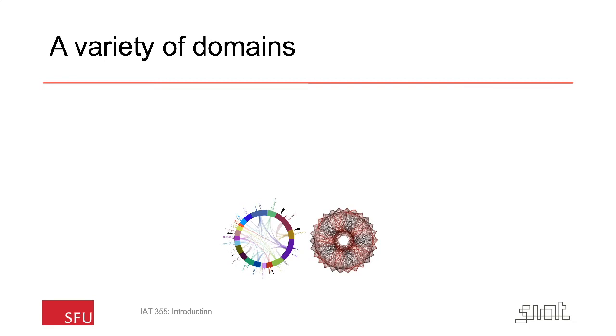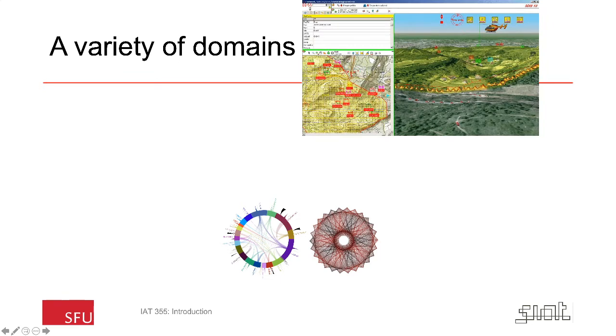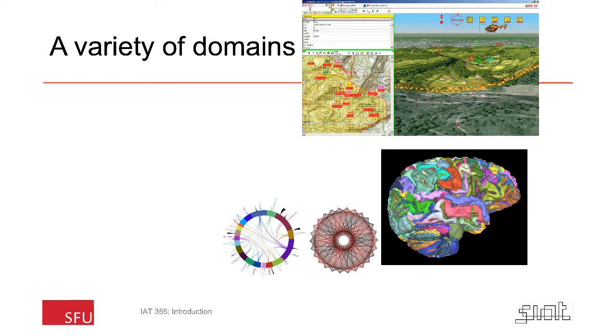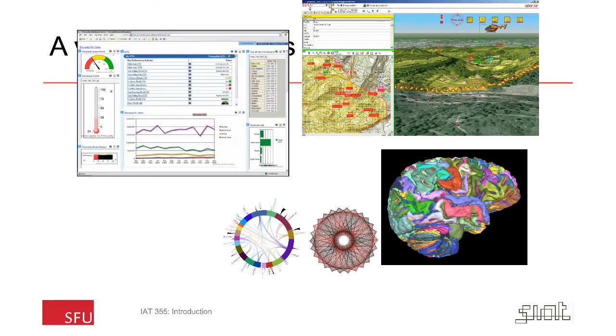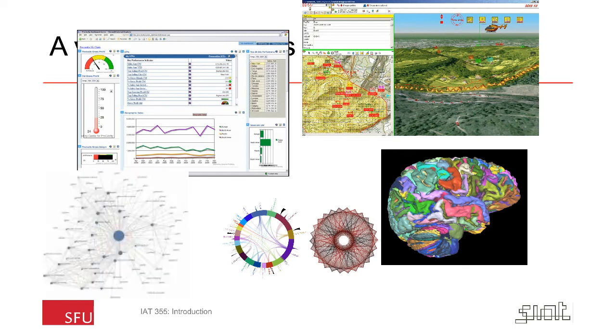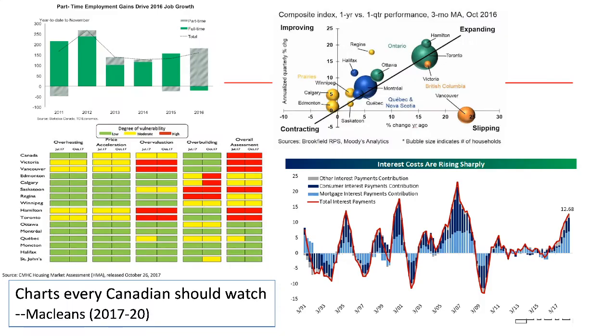So this thing that you see down here, this circular plot, is something that you would see done in genomics. Up here on the upper right, geographers would use this for understanding landscape and so forth. This is a brain region diagram generated for neuroscientists. This is a financial spreadsheet and analytical system, and this is a visualization called a graph, or node-link diagram, for the purposes of network analysis.